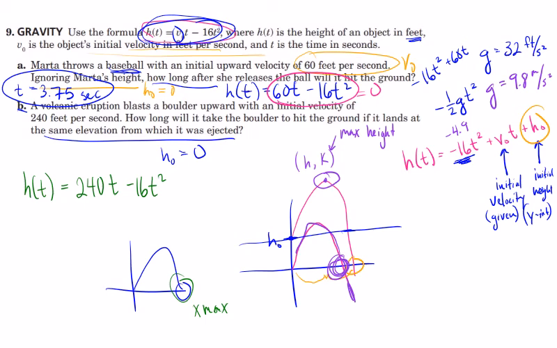and you should get x equals 15, or in this case, t equals 15, sorry. And we're talking about seconds still, right? So it took the boulder 15 seconds to hit the ground after it was erupted from the volcano.